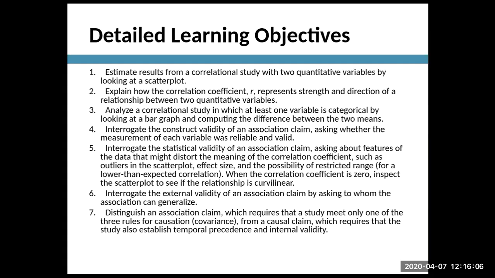We are going to interrogate statistical validity of an association claim. So we must ask about features of the data that may distort the meaning of the correlation, such as outliers in the scatter plot, effect size, and the possibility of restricting the range for lower than expected correlations.